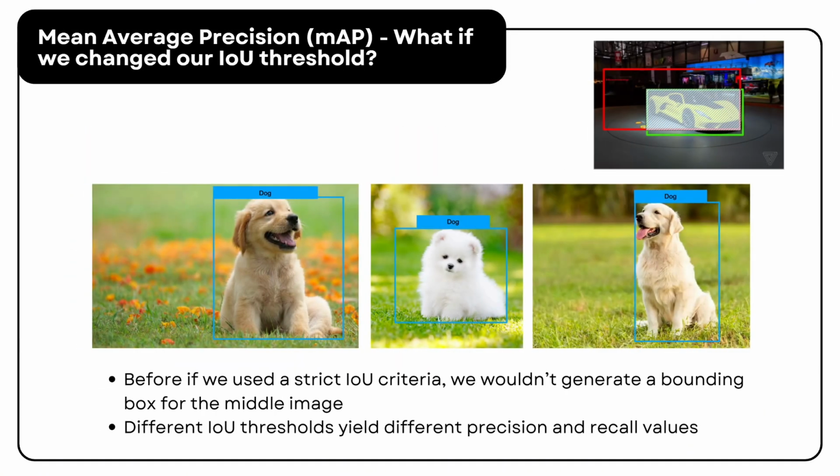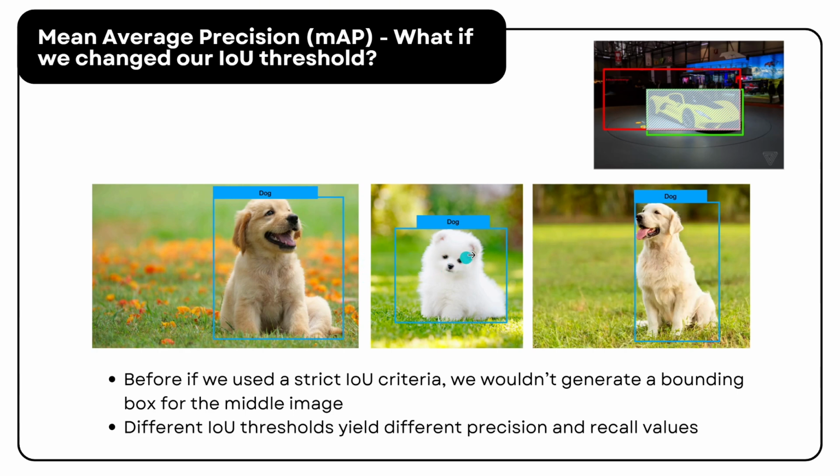Okay, so let's now talk about an important detail that can significantly influence both precision and recall, and ultimately the mAP score, and that's the IOU threshold. As we discussed before, IOU helps us determine whether a predicted bounding box matches the ground truth. But how strict we are in defining a match depends on the IOU threshold we set. In most cases, an IOU threshold of 0.5 is considered acceptable, meaning the predicted boxes must overlap at least 50% with the ground truth to count as correct.